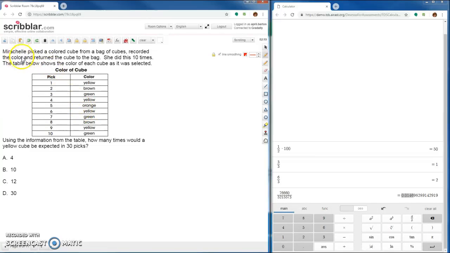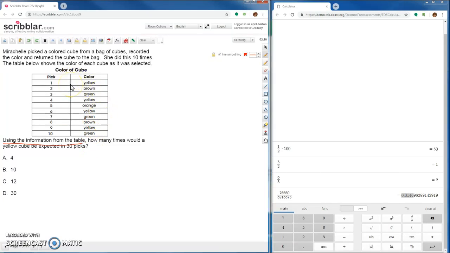So another example, Michelle picked a colored cube from a bag of cubes, recorded the color, and returned the cube to the bag. She did this 10 times. The table below shows the color of each cube as it was selected. Using the information from the table, how many times would a yellow cube be expected in 30 picks? So this time it did tell us to use the information from the table.